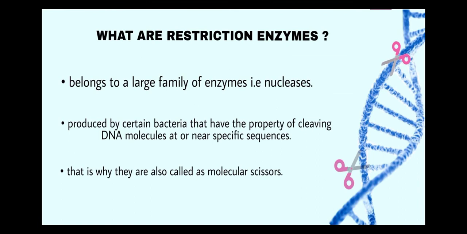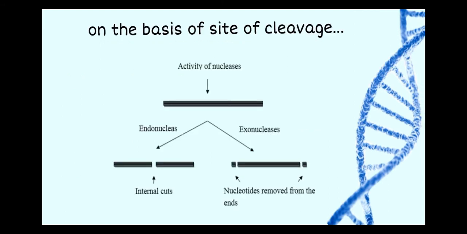Now, what are restriction enzymes? As we have discussed earlier, restriction enzymes have the property of cleaving DNA molecules at or near specific sequences, and that is why they are called molecular scissors used to cut DNA. They belong to a large family of enzymes, nucleases. They can be classified into two types based on the site of cleavage, endonucleases and exonucleases.